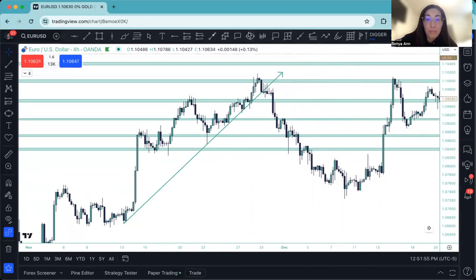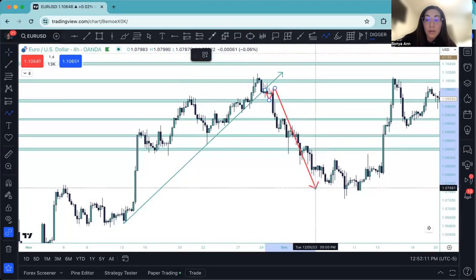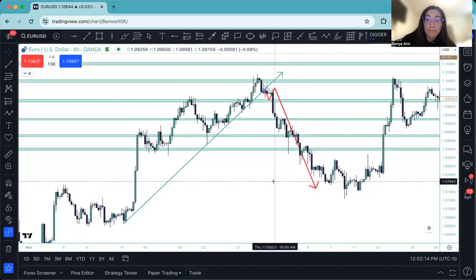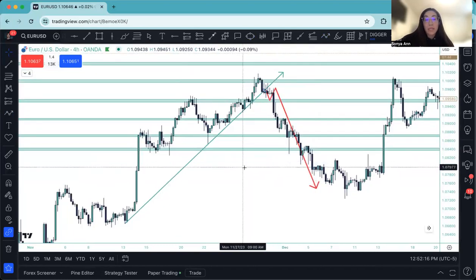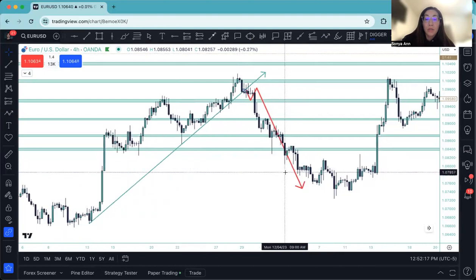Okay, so right here would have been the break. And so it broke, it retested, and it shot down. It's really that simple.